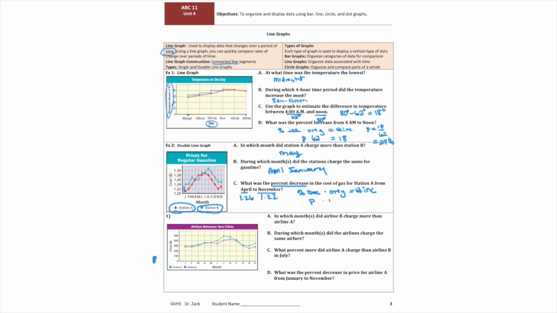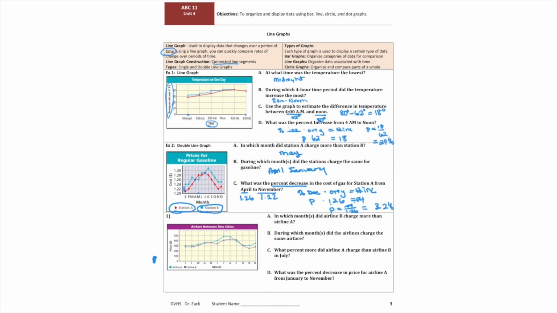The original amount is 1.26, and the number of decrease is going to be 0.04. So this is going to be set equal to 0.04, in fact. Now, do your division. P equals 0.04 divided by 1.26. And we end up with 3.2%. All right, I hope those percent problems are getting better for you.